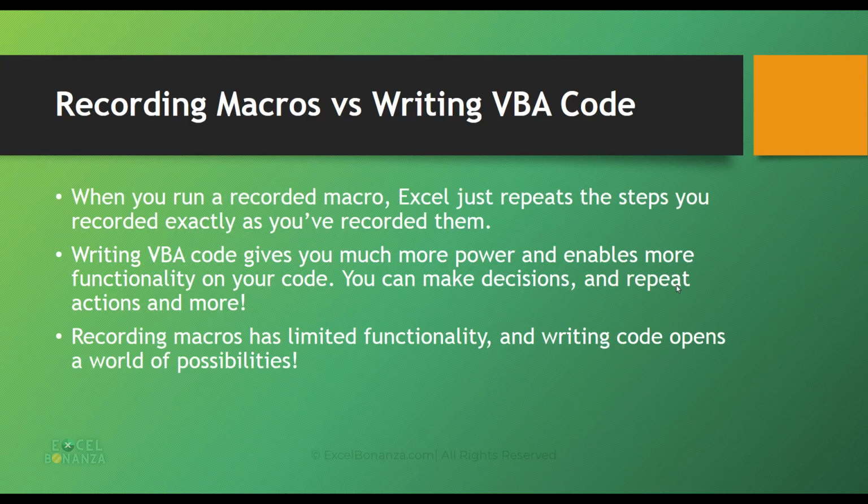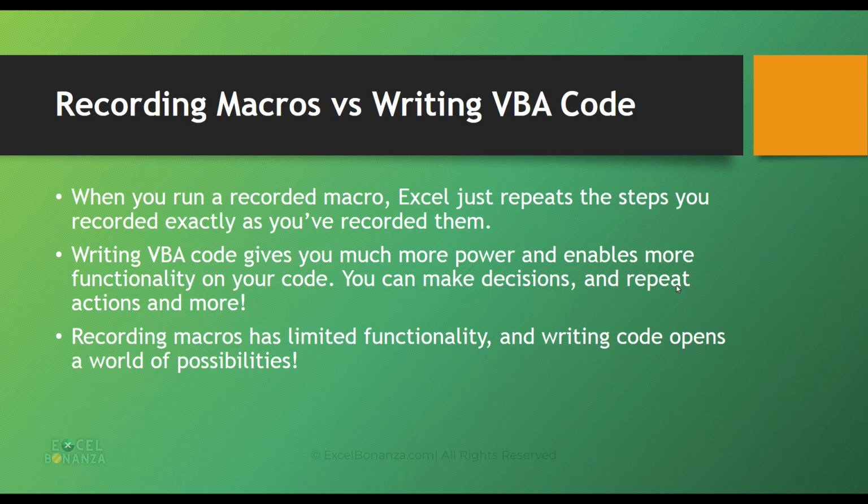In this video, we're going to speak about the difference between recording macros and writing VBA code. When you run a recorded macro, Excel just repeats the steps you recorded exactly as you've recorded them. However, when you write VBA code, you get much more power and it enables more functionality in your code. You can make decisions and repeat actions and much more. So recording macros has limited functionality and writing code opens a world of possibilities.